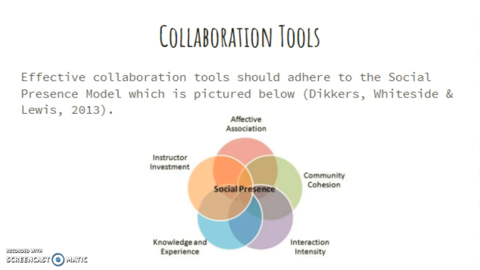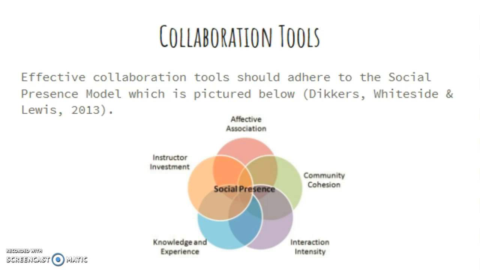Effective collaboration tools should adhere to the social presence model. As mentioned in our reading of the Virtual High School Teacher and Student Reactions to the Social Presence Model by Dickers, Whiteside, and Lewis, 2013, the social presence model centers on 5 integrated elements: affective association, community cohesion, instructor involvement, interaction intensity, and knowledge and experience, that together determine a participant's motivation to take an active role in their own and in their peers' meaning-making processes.